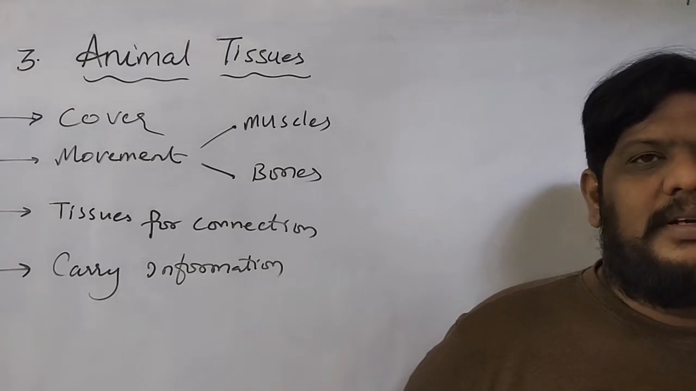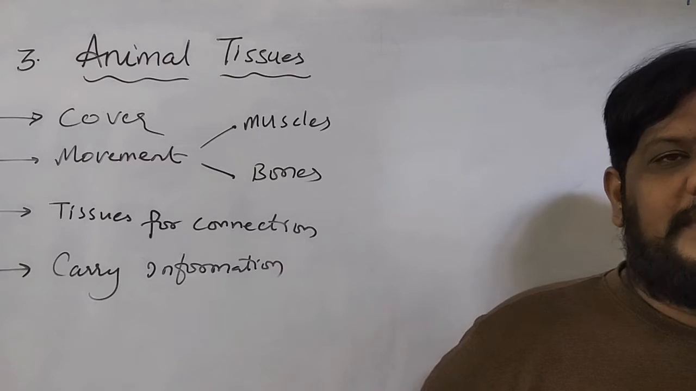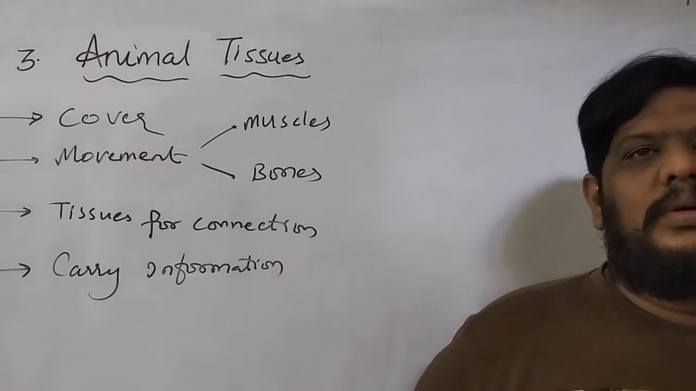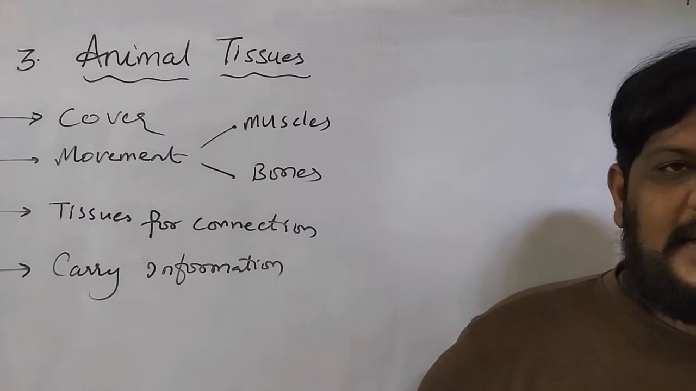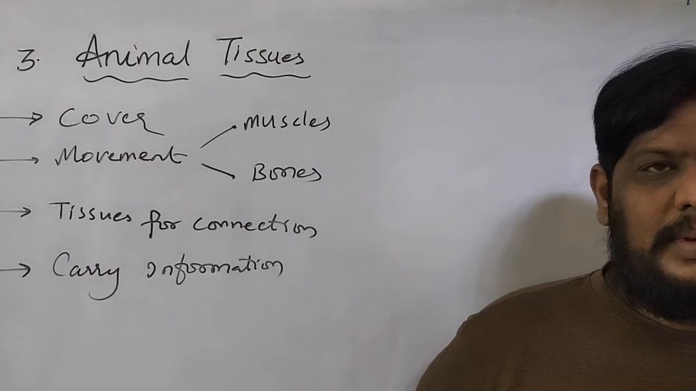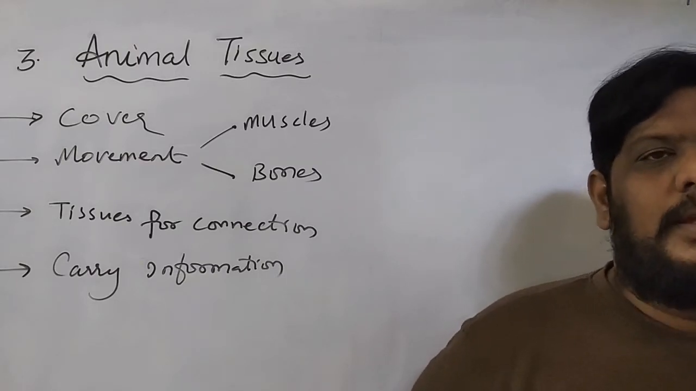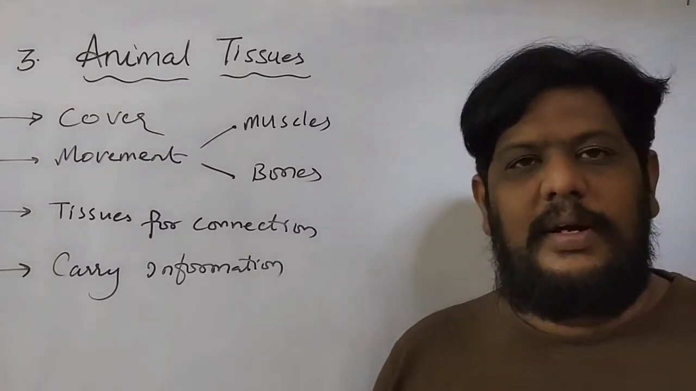We have finished our second unit, that is plant tissues. If somebody has not watched that video, please see the link in the description, and you can directly click on the description and go to the second unit and completely listen to that video. It's one video. Okay, and now today we are going to see the third unit, which is called animal tissues.